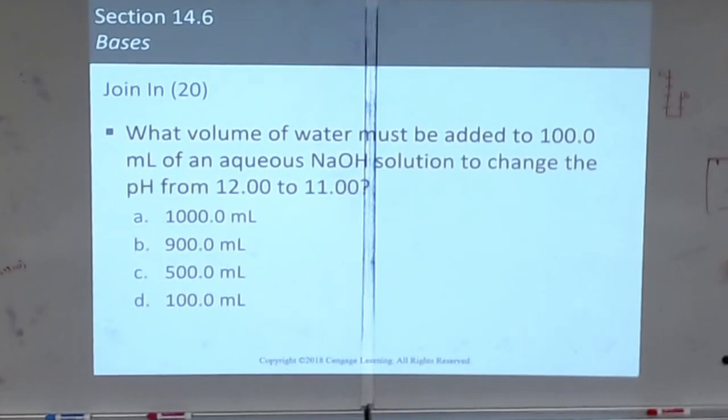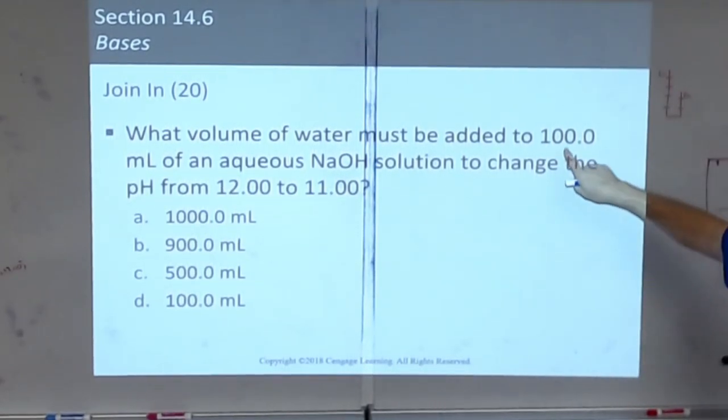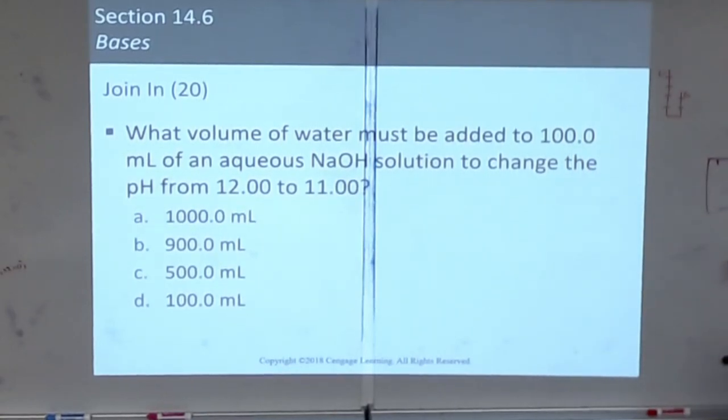Powers of 10, right? So if I need to go from 100 milliliters to 1,000, how much do I need to add? 900. Oh, I was close. That makes sense. This is a great question.